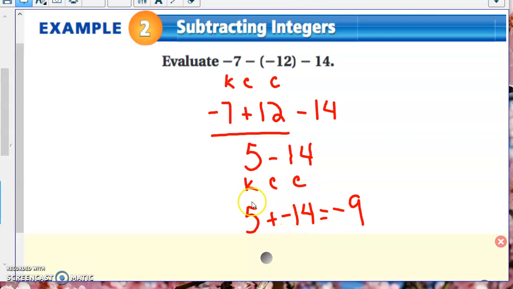Then follow those adding integer rules. Those have different signs, so I'm going to subtract. 14 minus 5 leaves me with 9, and this one is the bigger number, so my answer would be negative 9. That's the way you have to solve these ones. You have to solve them from left to right. People are tempted to do this part first and then go back to this part, but you're not going to get the right answer of negative 9 if you solve it that way. Just break it down, K, C, C, solve those two, then K, C, C, and then solve the last two, and you'll end up with the final answer in the end.